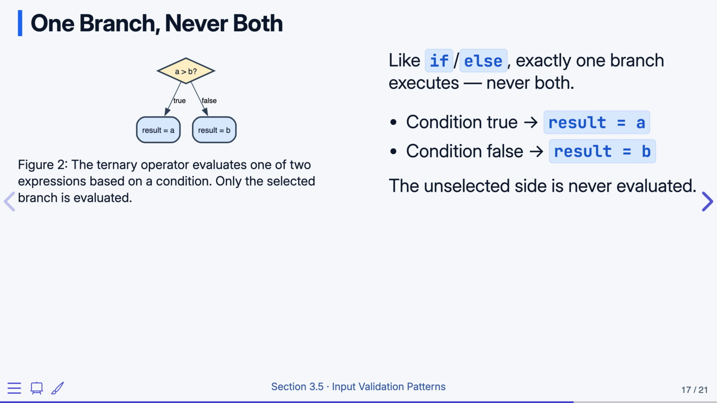This figure shows the branching. The decision, a greater than b, leads on true to result equals a, and on false to result equals b. Like if-else, exactly one branch runs, never both. If the condition is true, the result is a. If it is false, the result is b. The side that is not selected is never evaluated. This matters when a branch does real work, because only the chosen one actually runs.